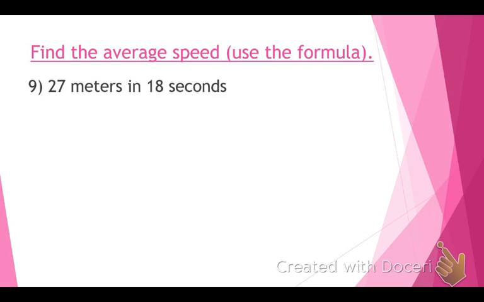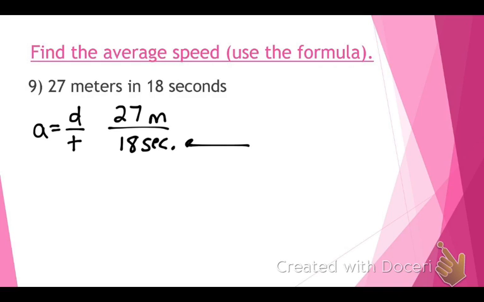Katie, find the average speed and use the formula. What is my formula for average speed? Distance over time. Okay, A equals D over T, or A equals distance over time. What's my distance? 27 meters. And what's my time? 18 seconds. Now remember, whenever you're finding average speed, you want the bottom to be a 1. How do I make that become a 1? Divide by 18. You divide by 18 on top and on bottom.